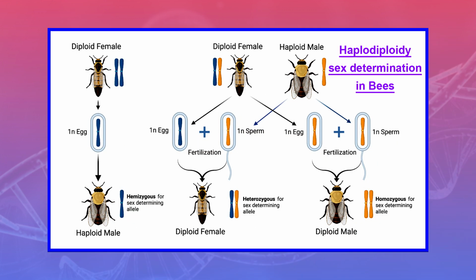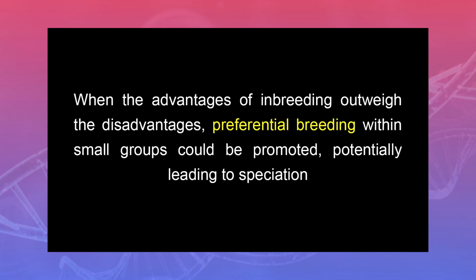Some species with a haplodiploid mating system depend on the ability to produce sons to mate with as a means of ensuring a mate can be found if no other male is available. It has been proposed that under circumstances when the advantages of inbreeding outweigh the disadvantages, preferential breeding within small groups could be promoted, potentially leading to speciation.